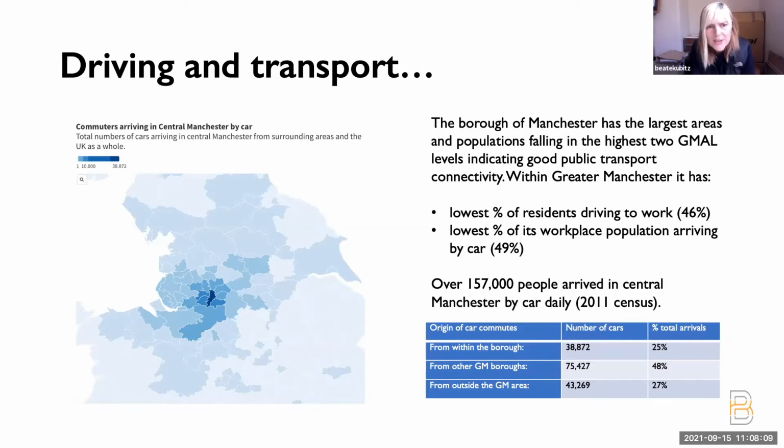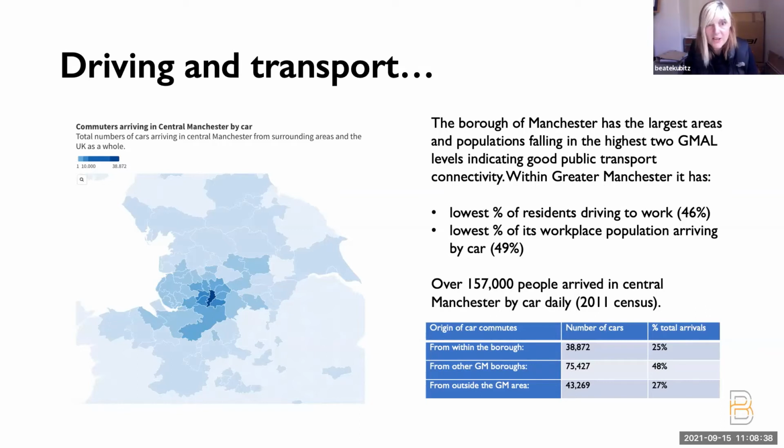And what's really interesting about this is that all those lighter shaded blue areas, despite the fact they are considerably lighter, represent around 75% of the traffic converging on central Manchester. So car travel into central Manchester, 75% of it is coming from outside central Manchester, 48% of it from the other boroughs, and 27% from much further afield.